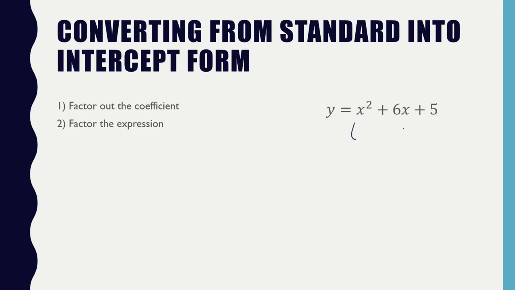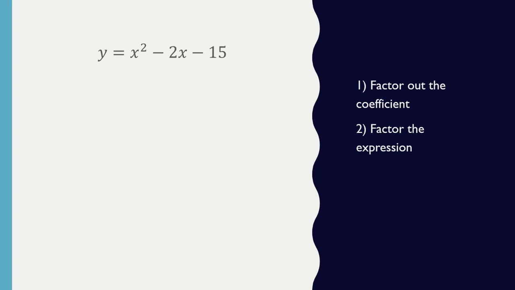So remember, factoring means we're looking for what multiplies to make 5 and adds to be 6. Well, obviously that would be 5 and 1, okay? So we have x plus 5 and then x plus 1. Which means that our intercepts are at negative 5, negative 1, et cetera. We're not going to go into all of that right now. We're just focusing on converting right now. So now this is in intercept form. I can do all the things with it. So let's work through this one.